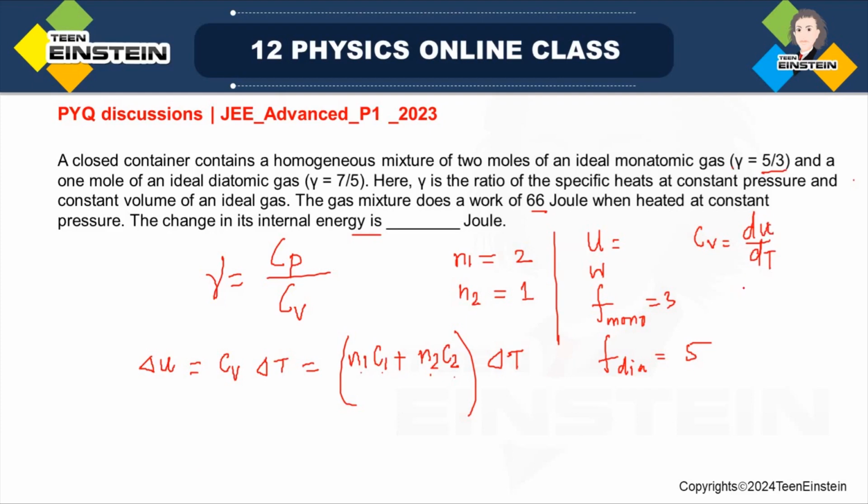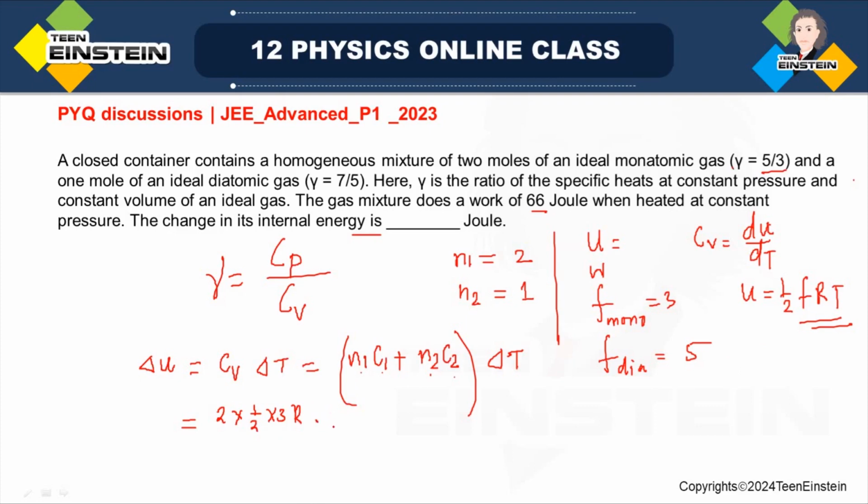Okay, so dU, how do you find out U? U actually is given as half into degrees of freedom into RT for 1 mole of an ideal gas. So if we require to write here C1, what should we write? See, N1 is given already. I'll write 2 into C1. I'll write half into degrees of freedom, which is 3, into R into T. Sorry, this T will not be there because dU/dT is the Cv.